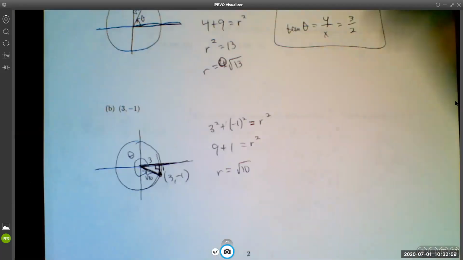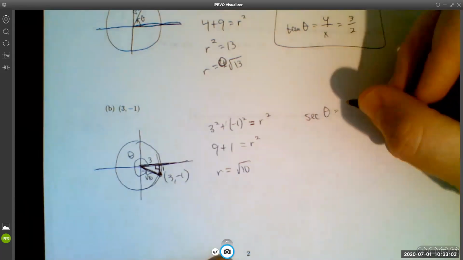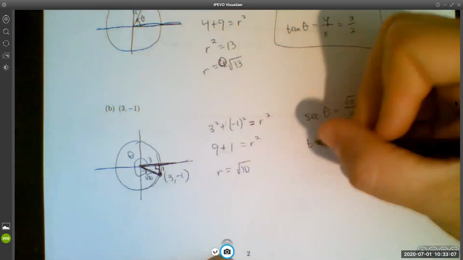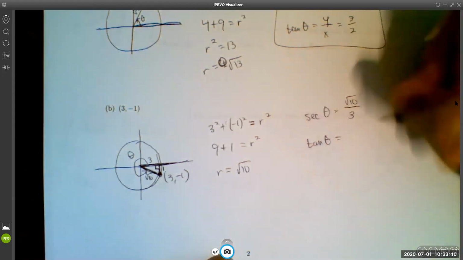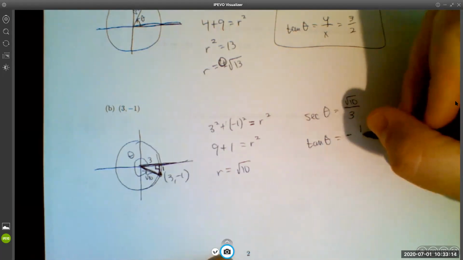So again, we can get secant theta and tangent theta. Secant theta is r over x, so root 10 over 3. Tangent theta is y over x, so negative 1 over 3.